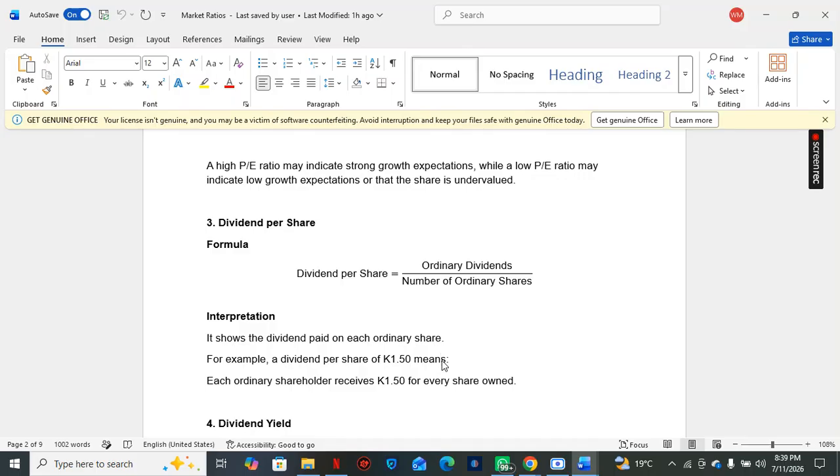So with this ratio, you're actually seeing how much the shareholders are getting. A higher dividend per share means shareholders are getting more. A lower dividend per share, shareholders are getting less. So if you want to invest, you would want to invest in a company where the dividends are more. Any questions on this one?